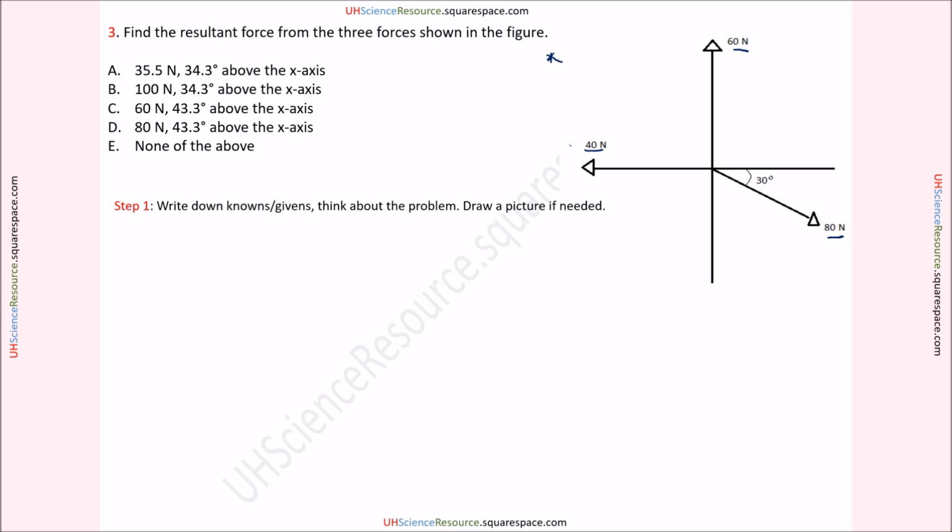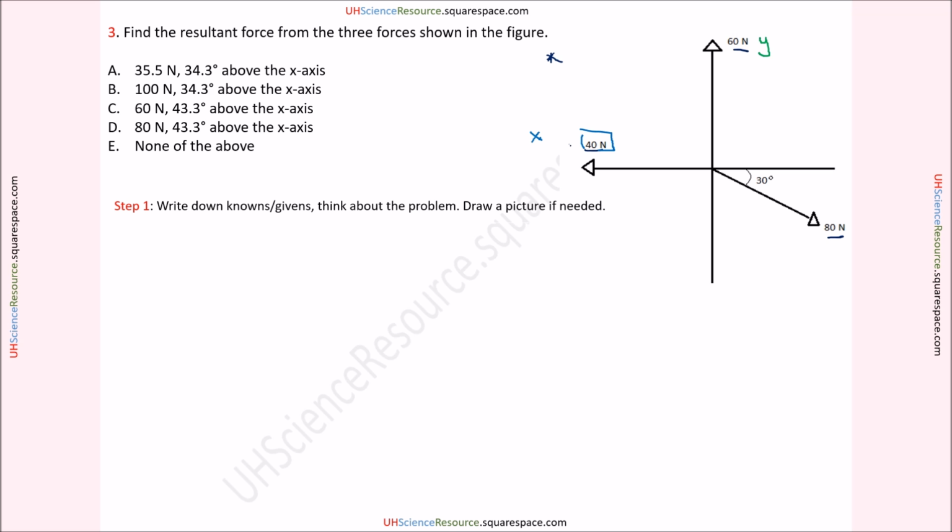The only way we're going to be able to add these forces together is to break them up into their component parts. If we look at our 40 Newton force right here, we can see that it's only in the x direction, and so there's only an x component to it. And if we look at our 60 Newton force, we can see that it's only in the y direction, and so it only has a y component.